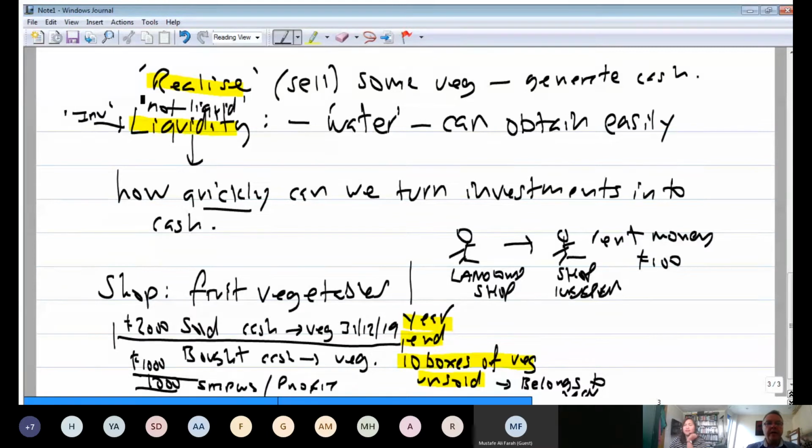In other words, the fruit and veg you have at the end of the year left over, maybe 10 bananas, 10 oranges, you need to sell them quickly to generate some cash to pay the rent. But the problem is you can't sell them quickly. People aren't buying them, so you can't pay your rent. So that's what we mean by liquidity. It's very difficult when it comes to selling the inventory to generate cash quickly for your shop.